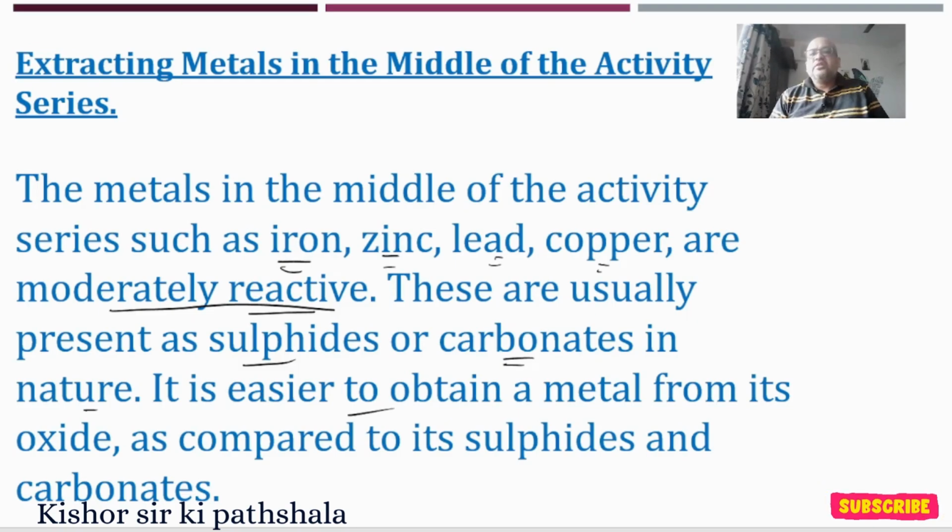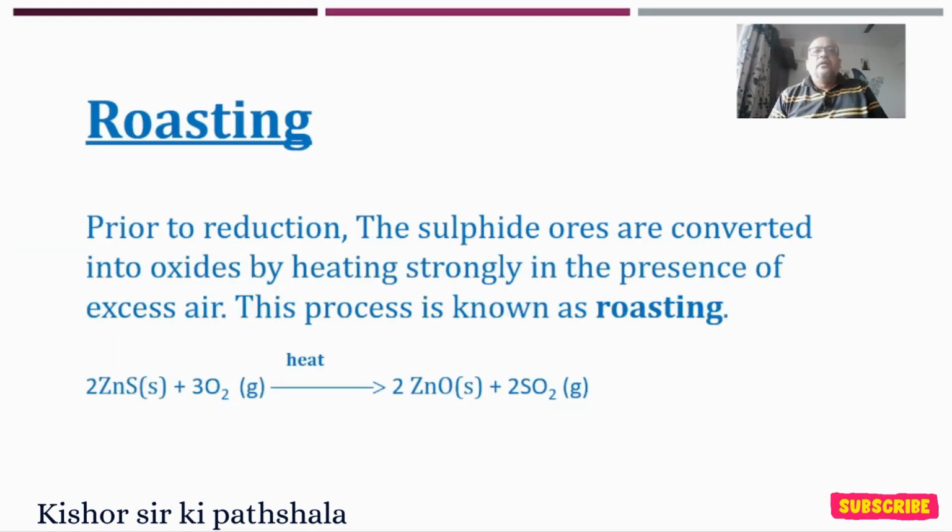So it is easier to obtain a metal from its oxide as compared to sulfide and carbonates, as we have seen earlier. So what are we going to do? We are going to convert the sulfides or carbonates into the corresponding oxides and then we are going to reduce that, right? So we'll get the metal. Now let's see the techniques of reducing these ores.